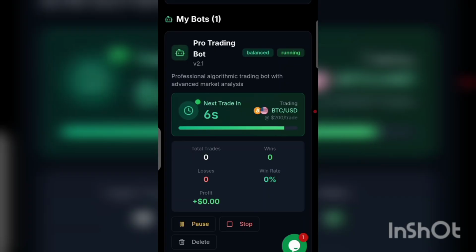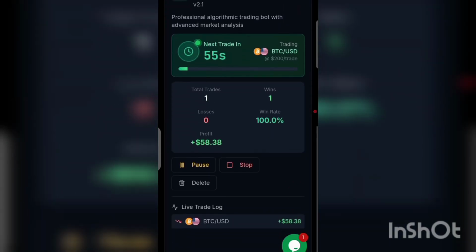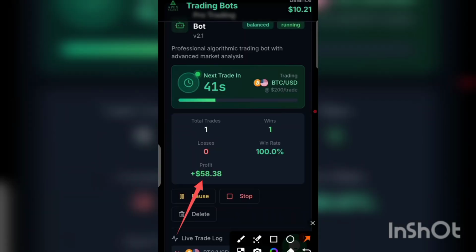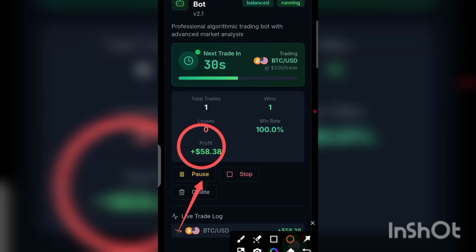Okay, so you can see the countdown now is 5. So let's wait for it to carry out the first trade here. Boom, you can see it has carried out the first trade here. Okay, you made 58.38 USDT. So you can see it here. That is a huge lot of money. Okay, look at it here. So this is just the first trade, so we are still going to hold on and see the second trade.